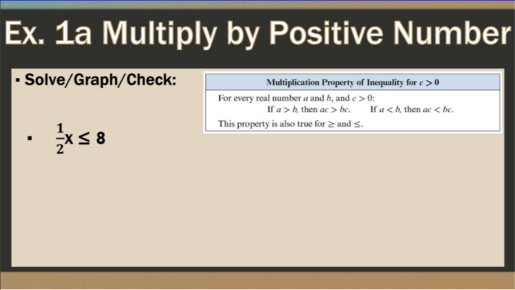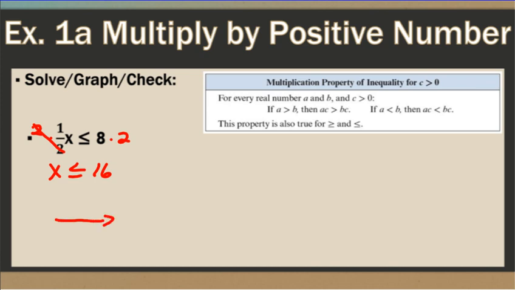So let's take a look at our example here. Half x is less than or equal to 8. To get x by itself, I do the opposite of dividing by half, or multiplying by half, which would be multiplying by 2. So 2 times half is just x. Whatever I do on one side of the equation, I do on the other side. So 8 times 2 is 16, so x has to be less than or equal to 16.